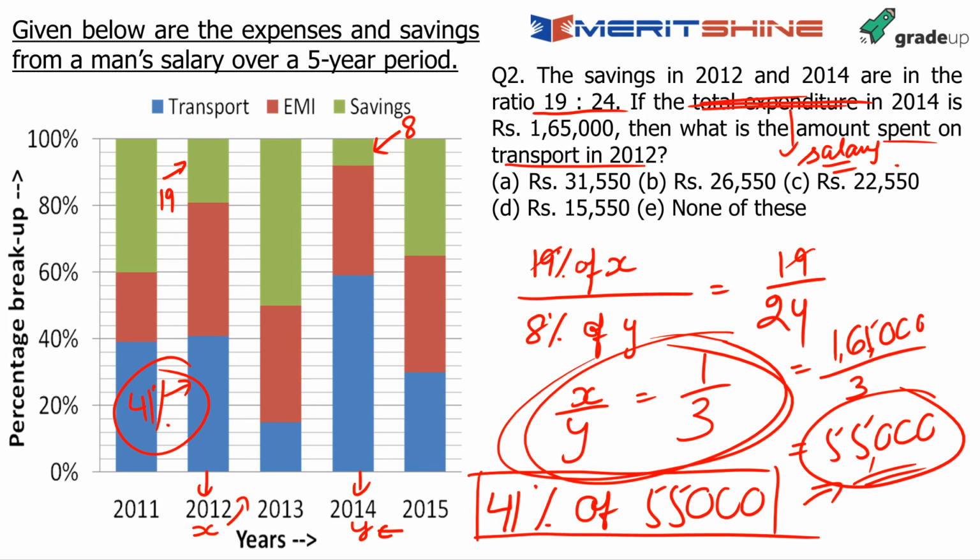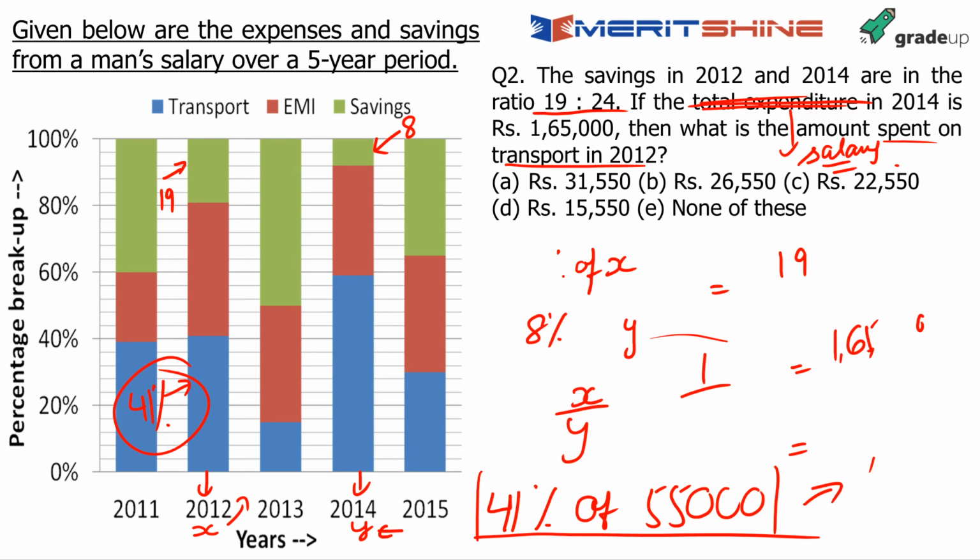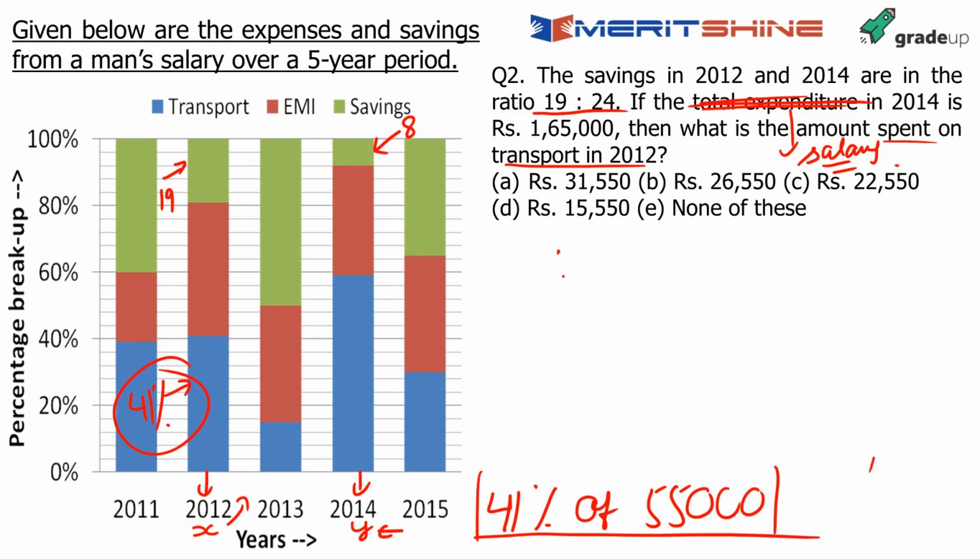First we calculated 19% of x, 8% of y, it becomes 19 upon 24, x is to y is 1:3, y is already given to you. You come with the value of x, which is 55,000. Now the transport value is 41% in 2012. Let me just erase a part of this, since you already know this.